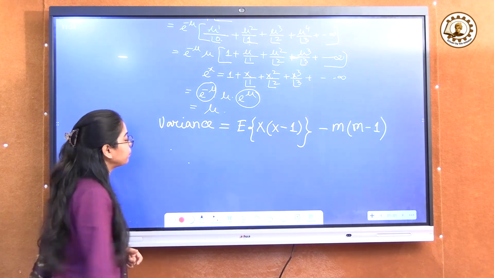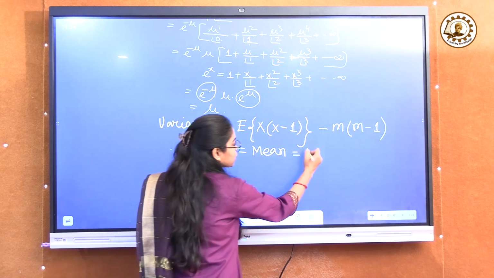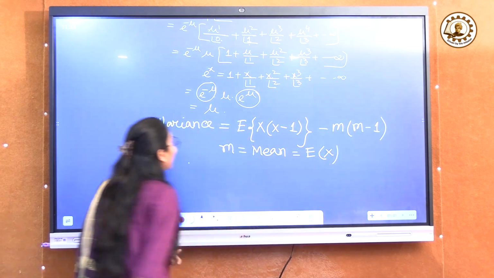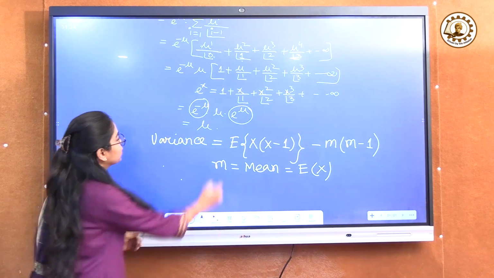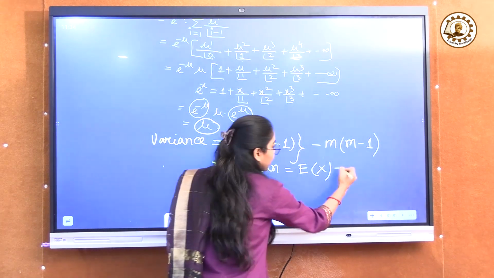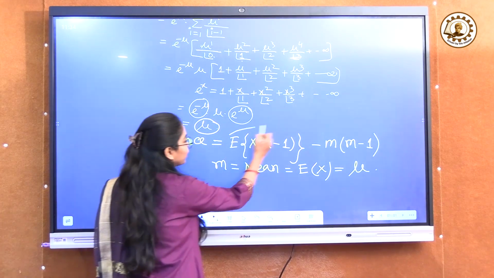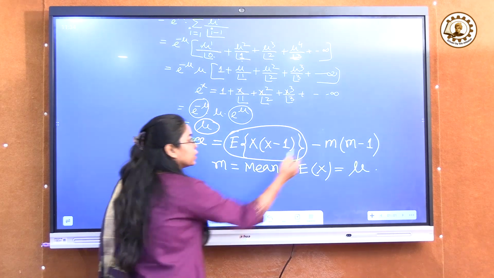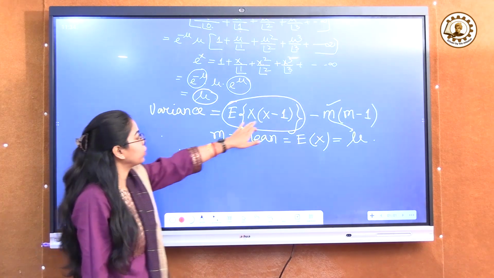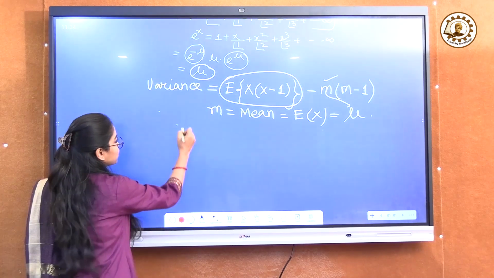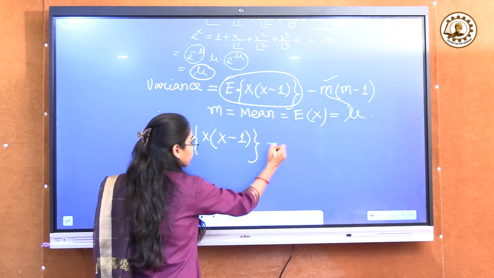Now what is this m? M means mean. Mean means expectation of x. Now we have already proved that the value of mean of Poisson distribution is mu. So the value of m is mu. So only this value is unknown. M is mu, only this value is the unknown value. So we will find only this value, which is expectation of x into x minus 1.